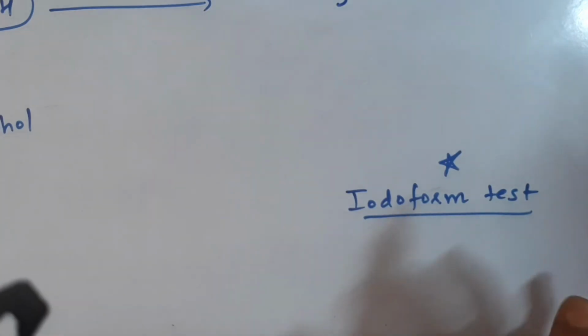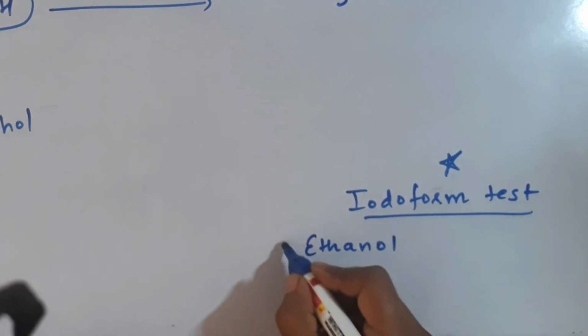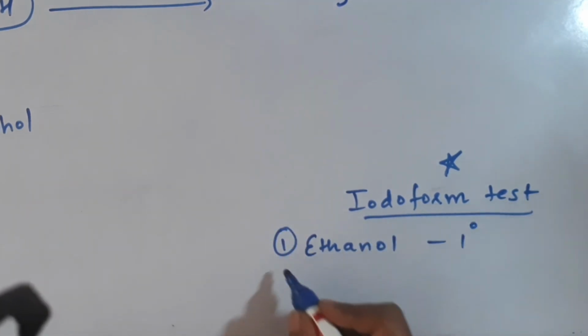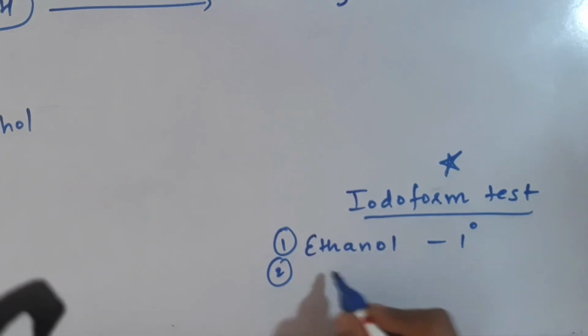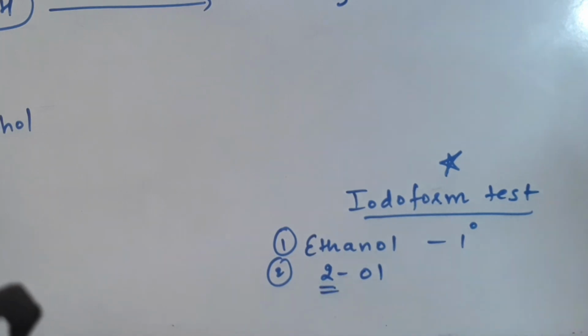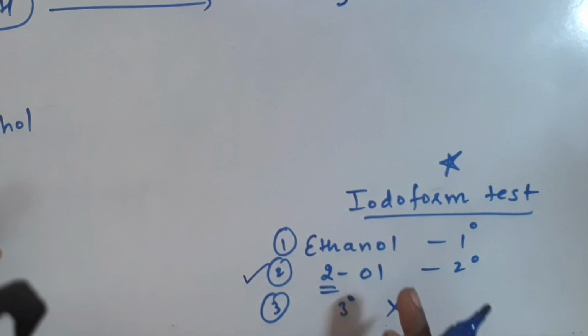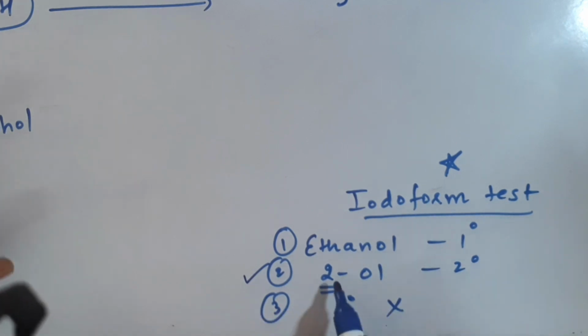Ethanol is the only primary alcohol which will show this positive iodoform test. In secondary alcohols, all the secondary alcohols which have the OH at the second position, that is 2-ols, are going to show this test. Tertiary alcohols will not show this test. For example, pentan-2-ol will show this test, pentan-3-ol will not.